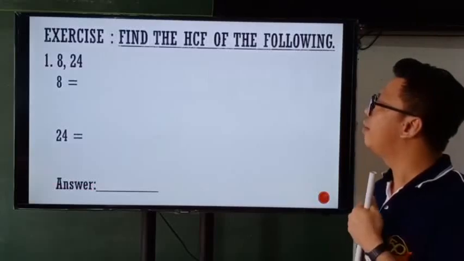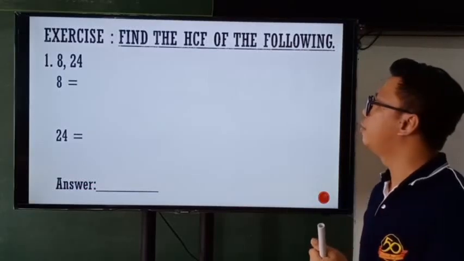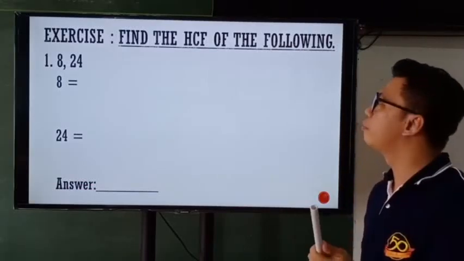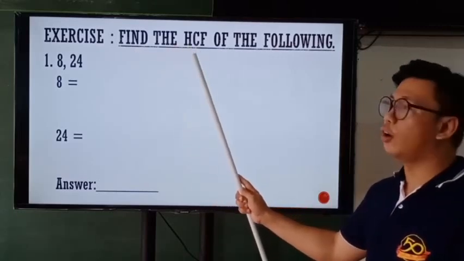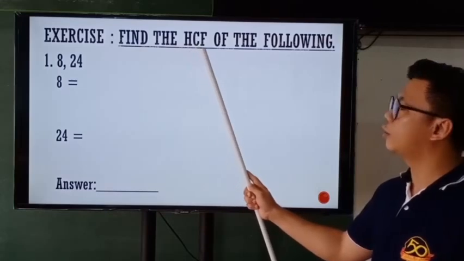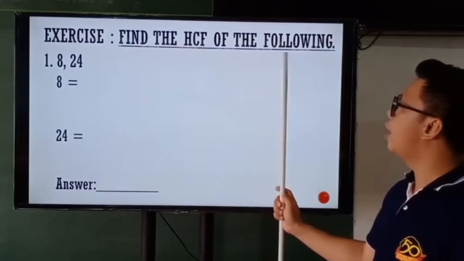To understand more, let's have an exercise. Everybody, let's first read the question: find the HCF, or highest common factor, of the following.